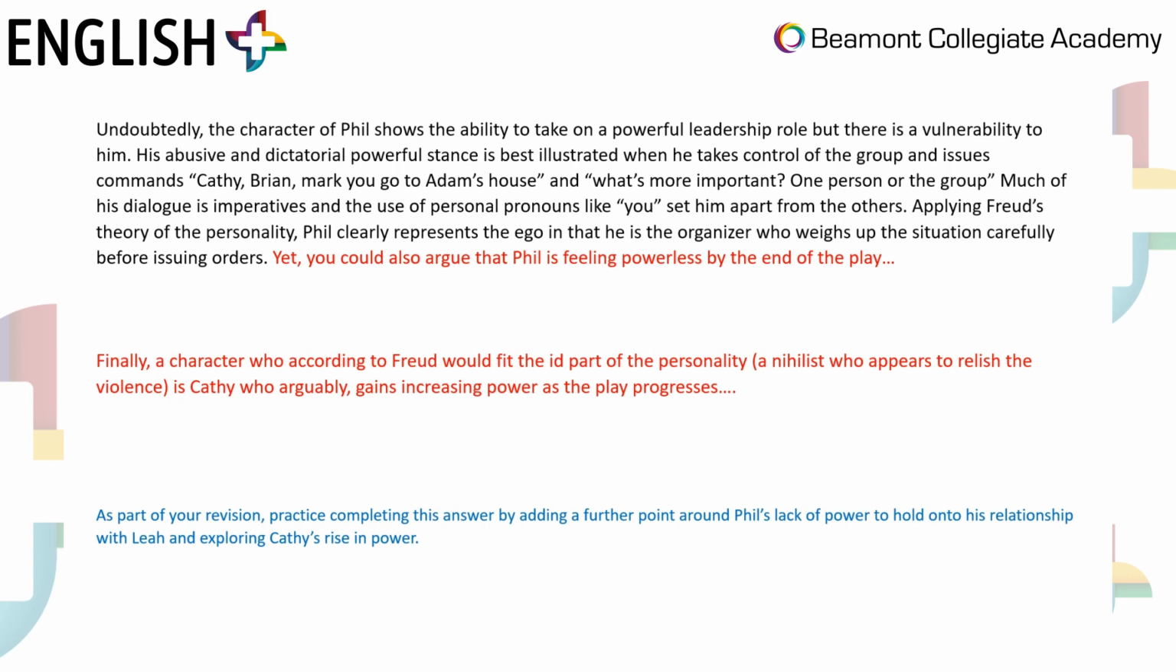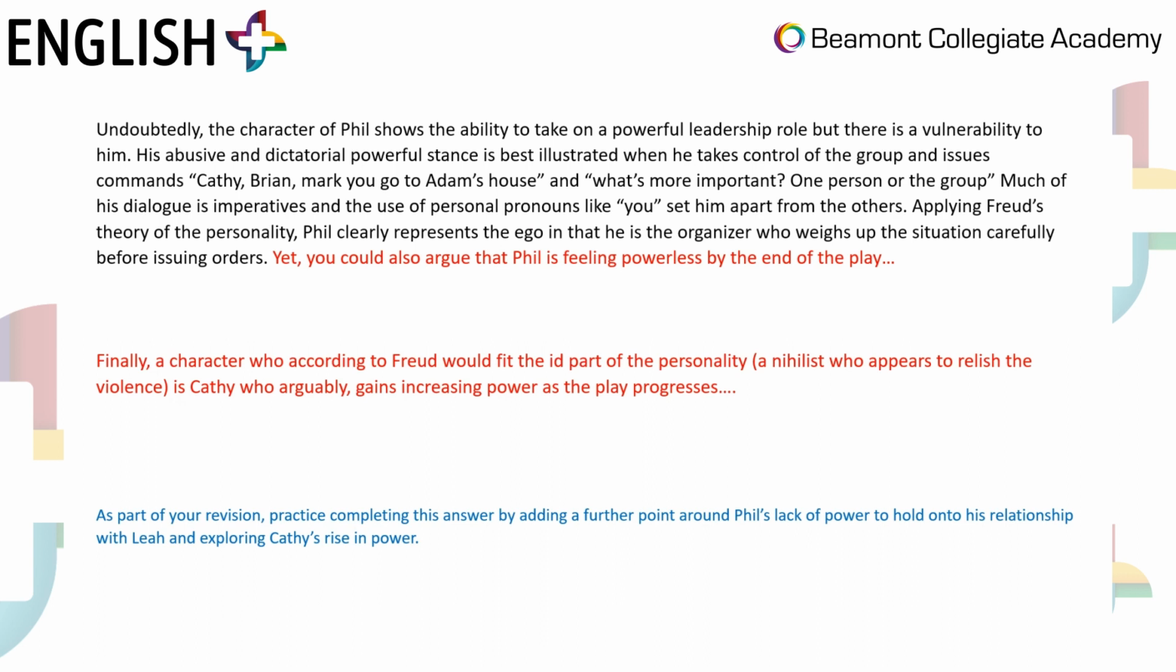Undoubtedly, the character of Phil shows the ability to take on a powerful leadership role, but there is a vulnerability to him. His abusive and dictatorial powerful stance is best illustrated when he takes control of the group and issues commands. "Kathy, Brian, Matt, you go to Adam's house," and "What's more important, one person or the group?" Much of his dialogue is imperatives, and the use of the personal pronouns like "you" set him apart from the others. Applying Freud's theory of the personality, Phil clearly represents the ego in that he is the organiser who weighs up the situation carefully before issuing orders.